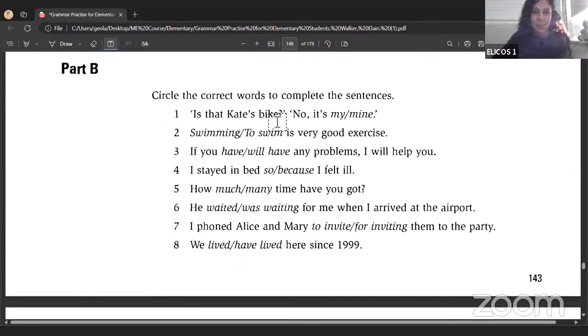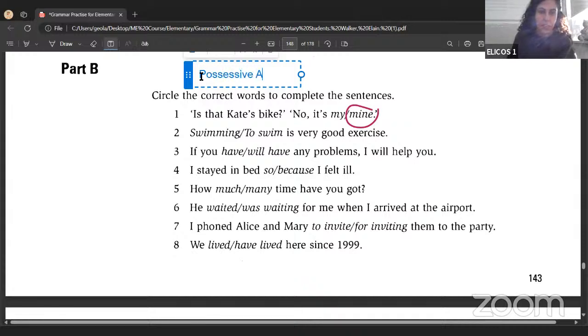Is that Kate's bike? No, it's mine. Now remember we looked at the possessive adjectives. So if you don't remember, these were your possessive adjectives and your possessive pronouns. Okay, have a look back at your possessive pronouns.